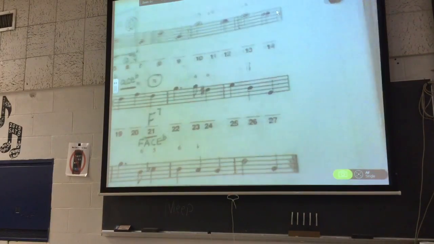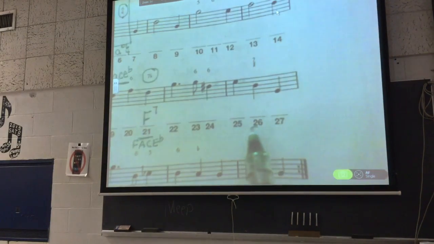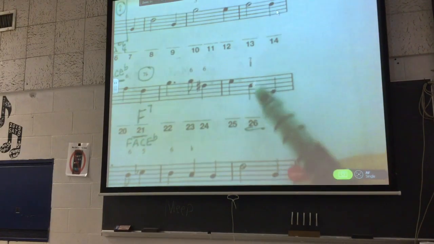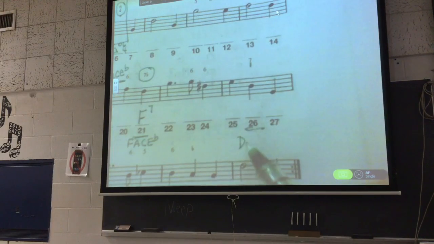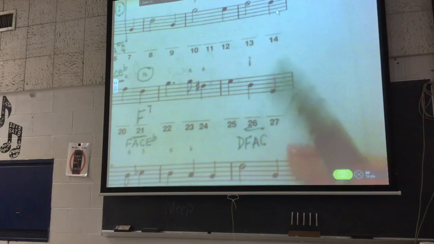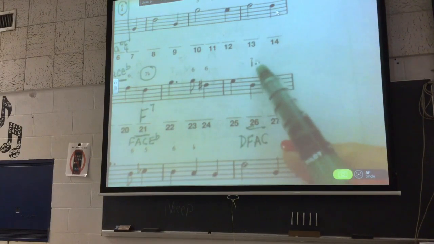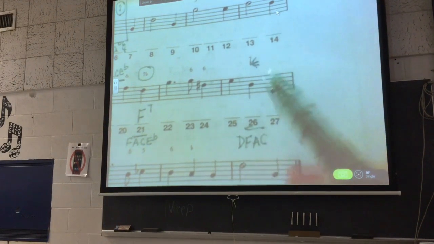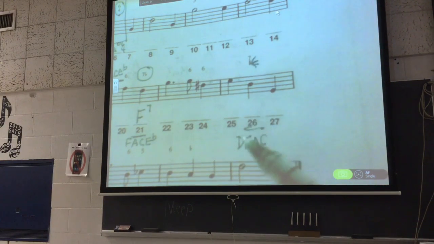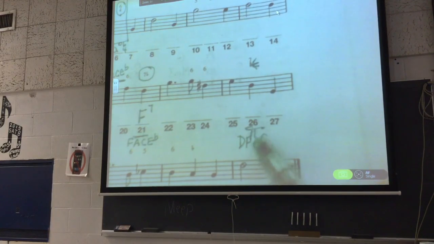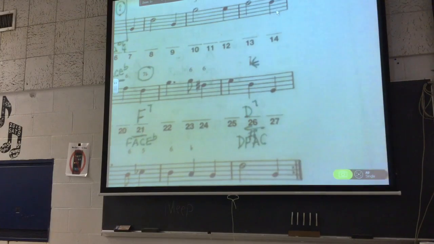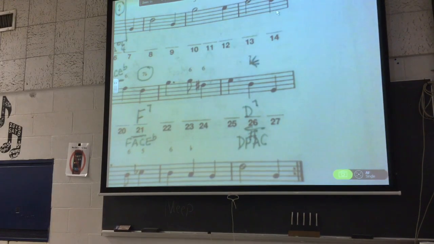One more in this particular one. Number 26. Again, I'm in root position, so I have a D, an F, an A, and a C, but I have a sharp that's not beside a number. It's by itself. Therefore, it affects the note that is a third above, making this an F sharp. Therefore, I have a D major minor 7th chord. It's a major triad with the minor 7th.